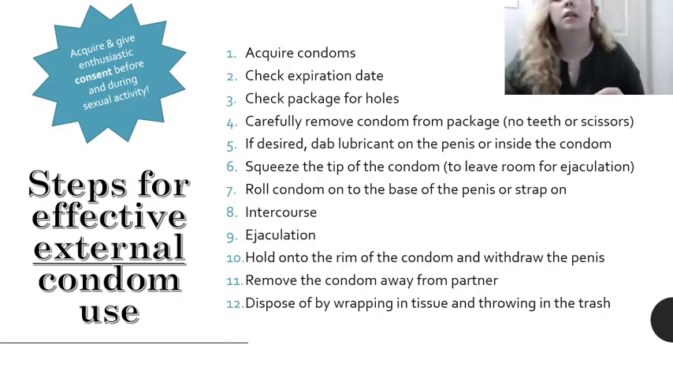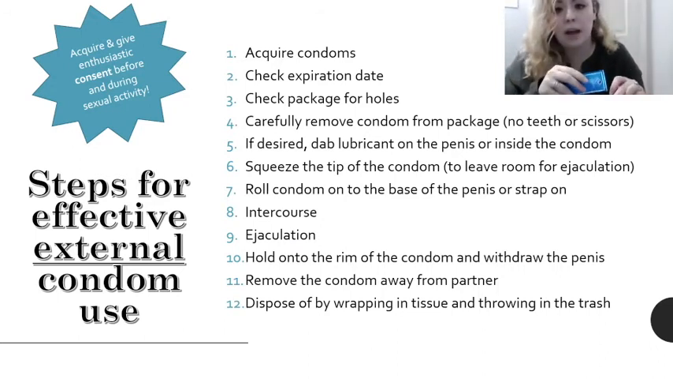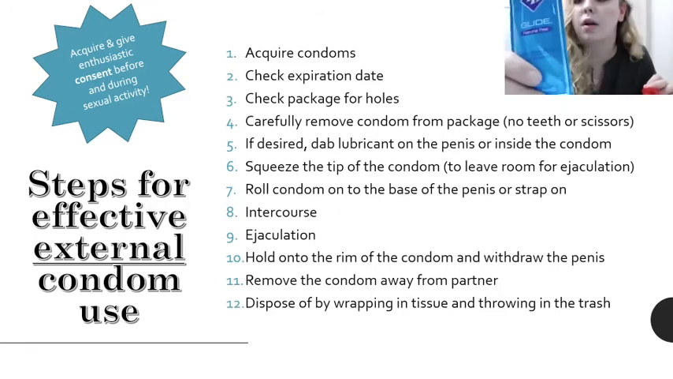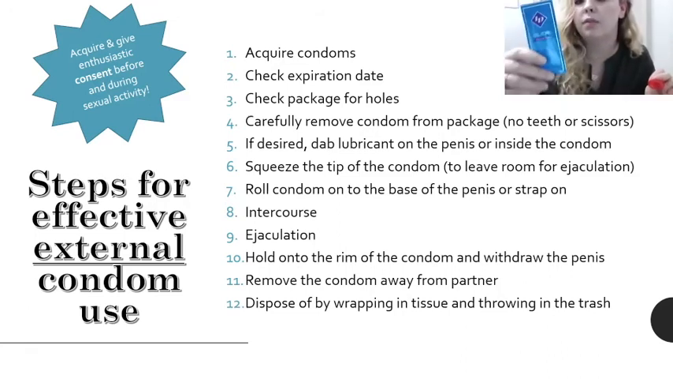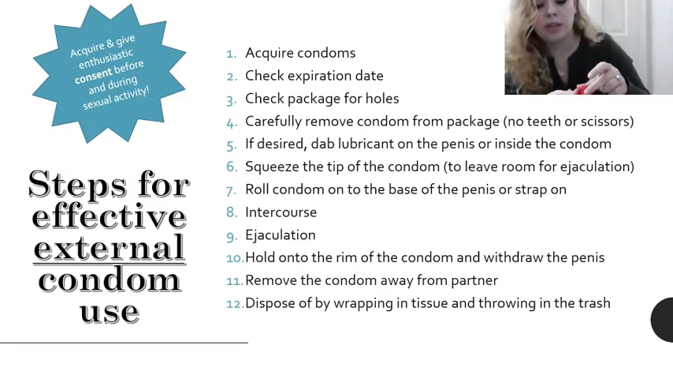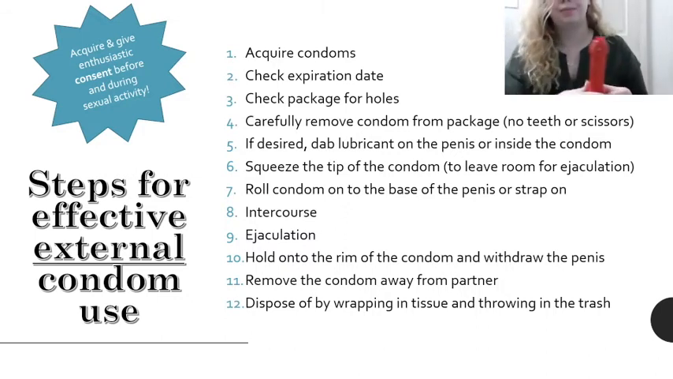So the next thing that you want to do is, if you'd like, you can dab lubricant on the outside of the condom for your partner, or if it's a person with a penis using the condom, you can dab lubricant on the inside of the condom as well, just to cause a little bit more pleasure. You can see here, this is a water-based lubricant. We'll talk a little bit more about that in a few slides as well, but you want to use a water-based lubricant with condoms. So next, you're going to squeeze the tip of the condom to leave room for ejaculation, and you'll place it right on the head of the penis. And then you roll the condom to the base of the penis or strap-on, like so.